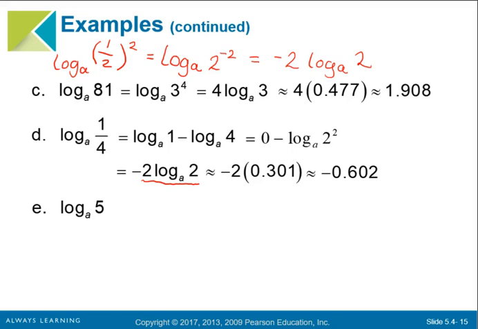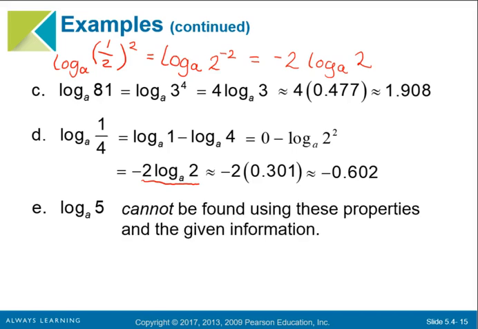Now this is a log base a of 5. And the question is, can we do anything with this? We have log base a of 2, and we know about log base a of 3. Can we do anything with this log base a of 5? The answer is no, we can't. Because we don't have a multiplication problem or a division problem happening so that we can address the exponent. If we were told what log base a of 5 was, then we could. But as it stands right now, with the information we have, we can't do anything with it other than leave it as log base a of 5.